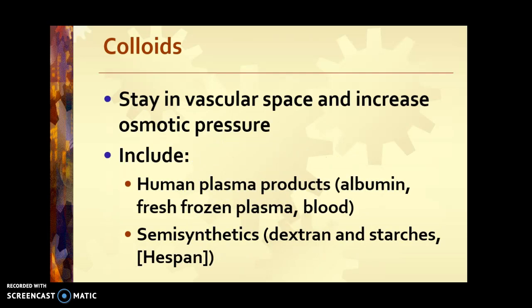We talked about colloids. They stay in the vascular space. They increase osmotic pressure. One of the ones that is used to pull fluids back into the intravascular space is albumin, which comes in different strengths. 25% albumin would be one that would be used if a person has third spacing, such as in ascites. They may use the albumin to help pull fluid back into the intravascular space, because remember, when we have third spacing, we've got fluid in spaces where it cannot be used by the body, and it's not easy to get that out of there.